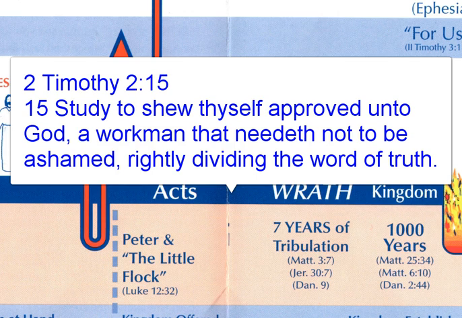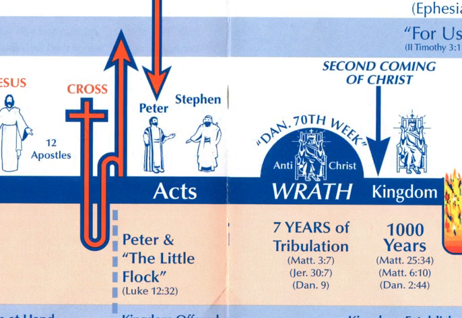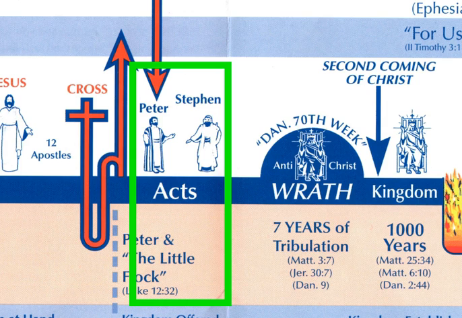Now, the book of Acts is extremely important to understand because it records the transition period between two important administrations or dispensations over a period of about 35 years. Acts starts out with Peter and the rest of the apostles preaching the gospel of the kingdom, and it ends with Paul preaching the gospel of grace. And this happens over a period of 35 years.